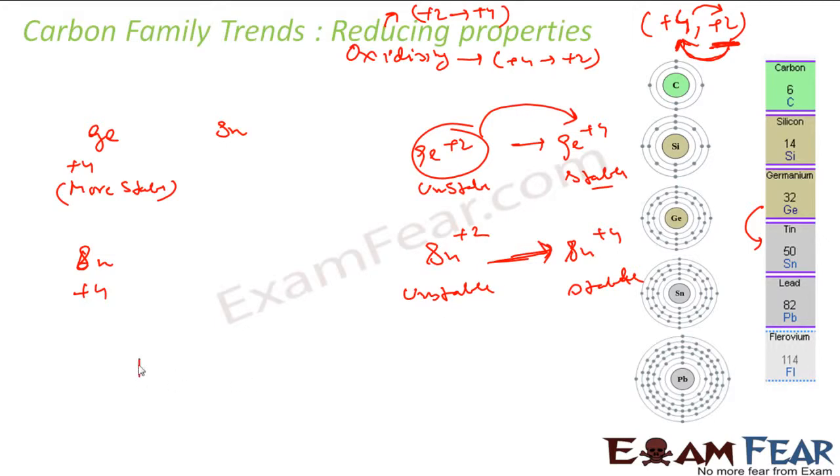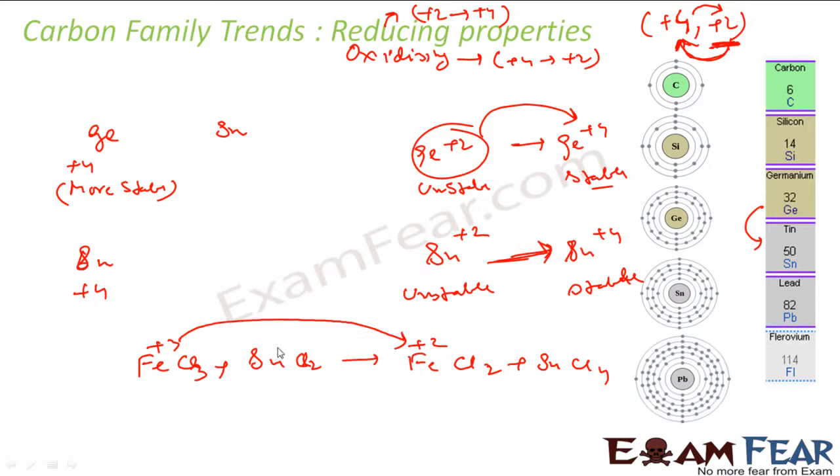An example I can give you is, you have FeCl3, you add SnCl2, right? So FeCl3 and SnCl2 give FeCl2 plus SnCl4. This is the reaction. Correct. So if you see, iron was at +3, this became +2. So iron got reduced. Tin was at +2, it became +4 because +4 is more stable. So tin got oxidized and iron got reduced. So tin is acting as a reducing agent.